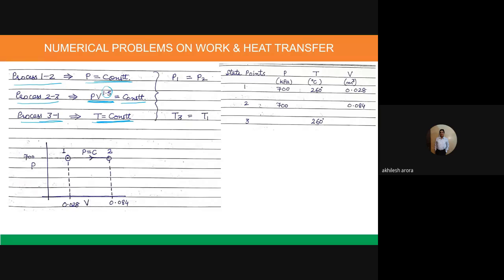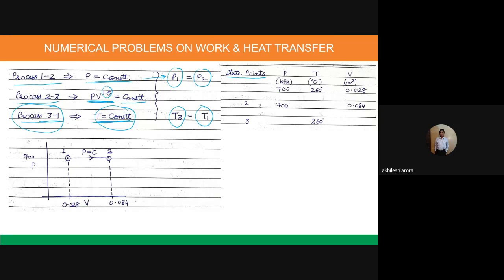So when I say the pressure is constant during the process 1 to 2, I can say P1 is equal to P2. And similarly, for the process 3 to 1 during which the temperature is constant, I can say that T3 is equal to T1. So this information is already given to me. And in the state points, I have written it in the form of a table, so it would be easy for me to understand which values are available to me and which values are not available to me.